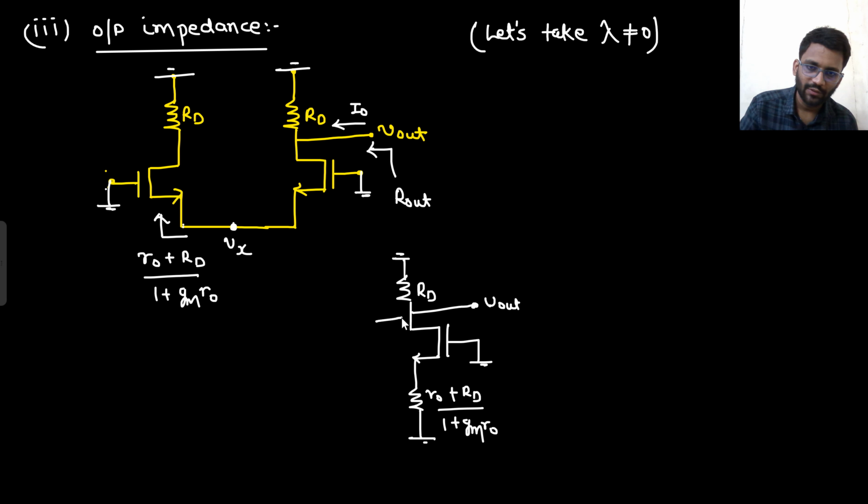Now tell me, what do you see from here? You are going from drain to source and gate is grounded. What is that resistance? Let's call this resistance Rx.